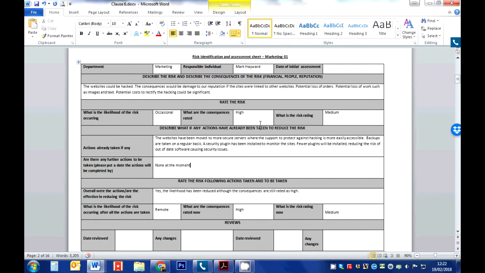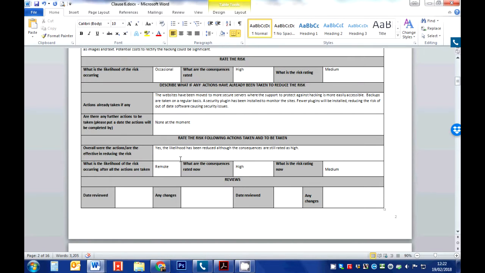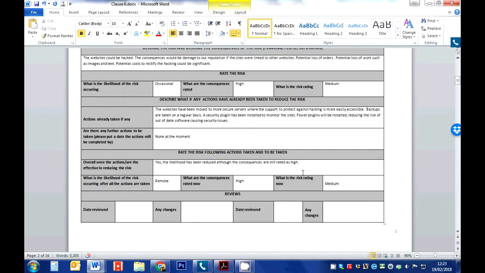So that's what we've already done, and at the time of doing this there wasn't anything else we felt we could really do to improve the security of the website. So then what we've done is assess the likelihood of it happening again. I've said it's gone from occasional to remote. The consequences would still be high, so the risk rating is still medium, but effectively what we've done is reduce the likelihood of it happening, so it's something we feel that we can really live with.